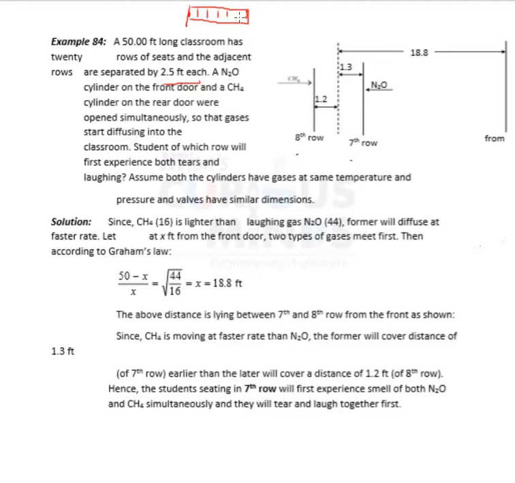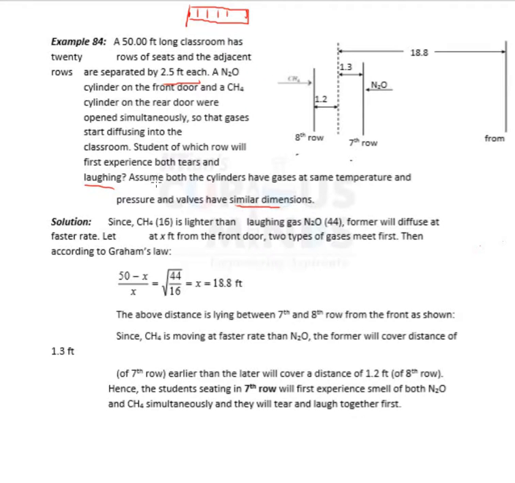So okay, a N2O cylinder on the front door and a CH4 cylinder on the rear door were opened simultaneously, so the gases start diffusing into the classroom. So student of which row will experience both tears and laughing? Assume both the cylinders have gases at same temperature and pressure and valves have similar dimensions. So the pinhole radius is the same, right? Similar dimension. And what do we have to find? Students of which row will first experience both tears and laughing?